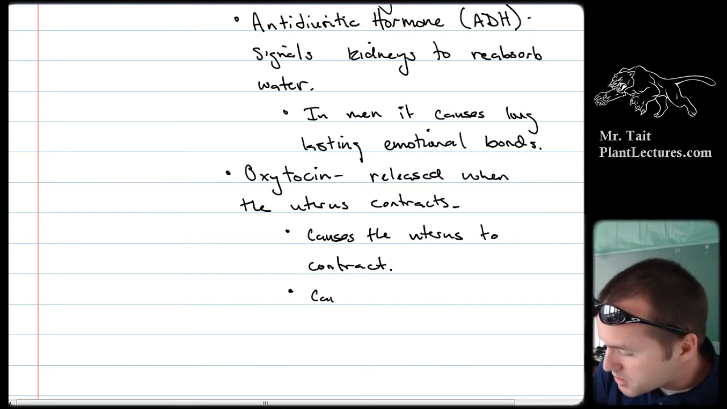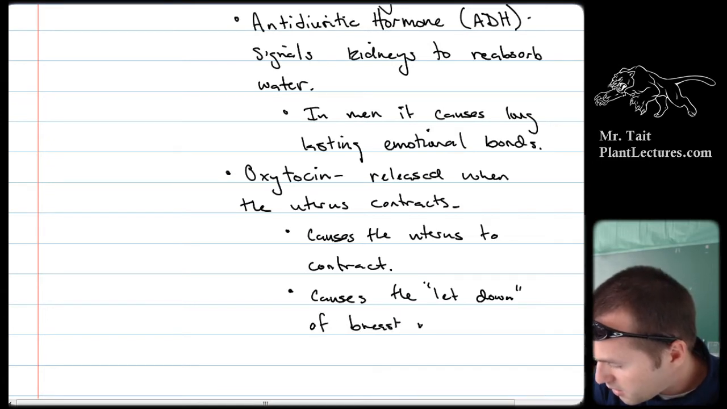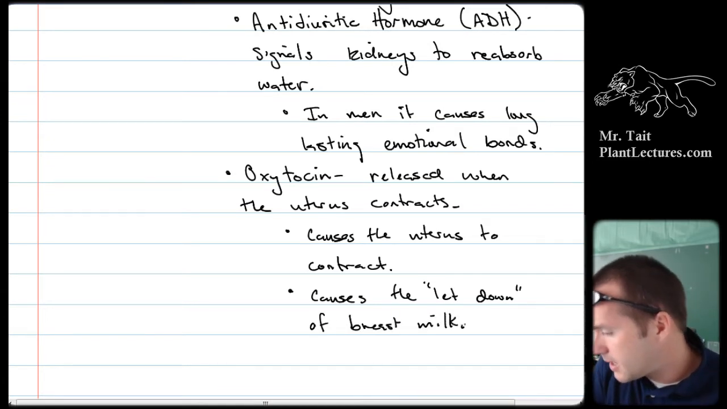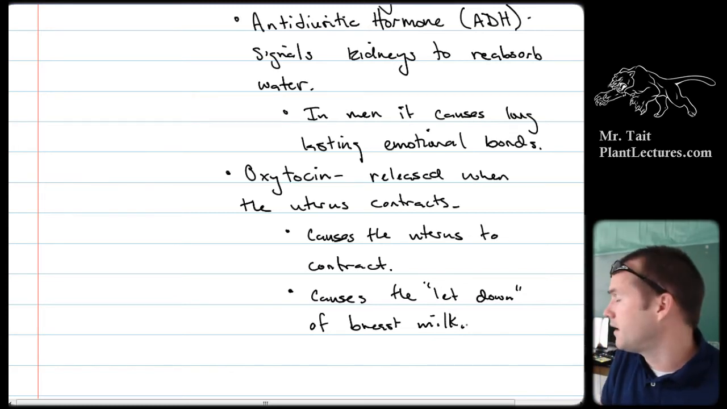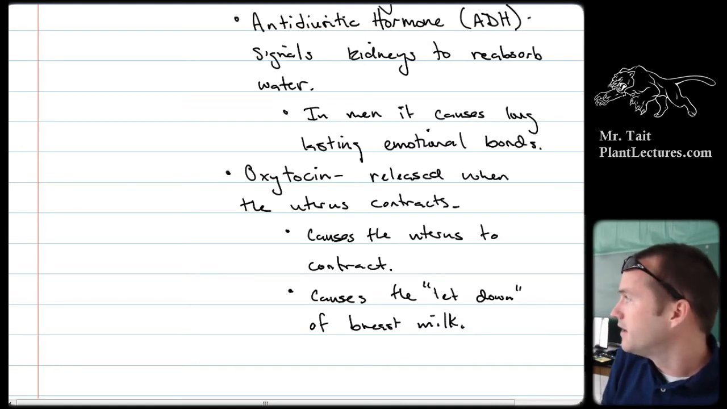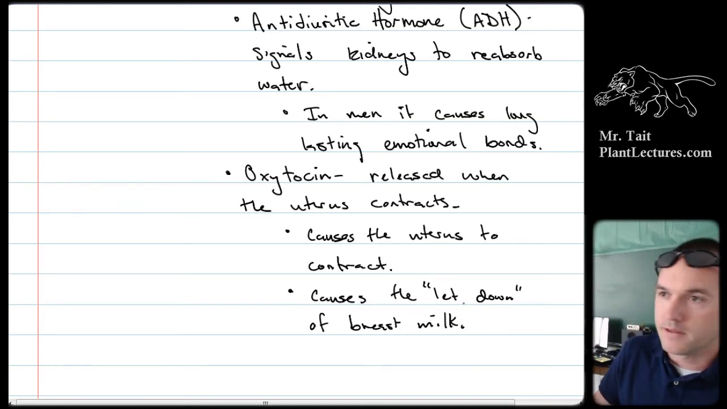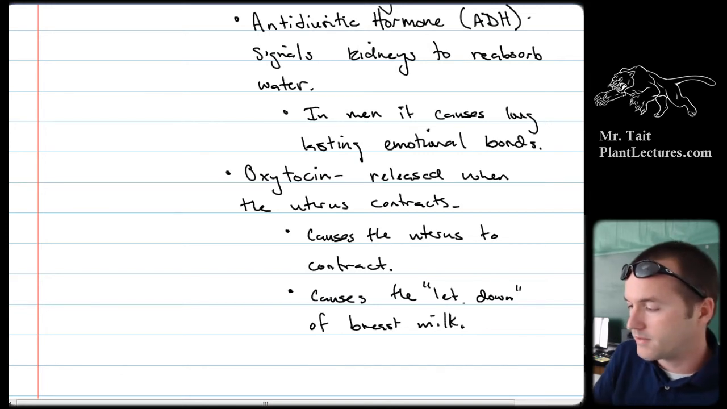It also causes what's called the letdown of breast milk. Now, breast milk is produced at the tail end of the third trimester, but it's not like pregnant women are constantly leaking breast milk. Sometimes, but mostly not. It's because there's not a lot of oxytocin around, and therefore the breast milk that's being produced is still not available. It's not available until there's a large release of oxytocin.